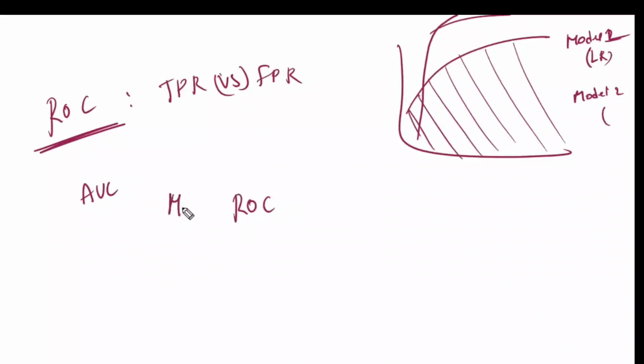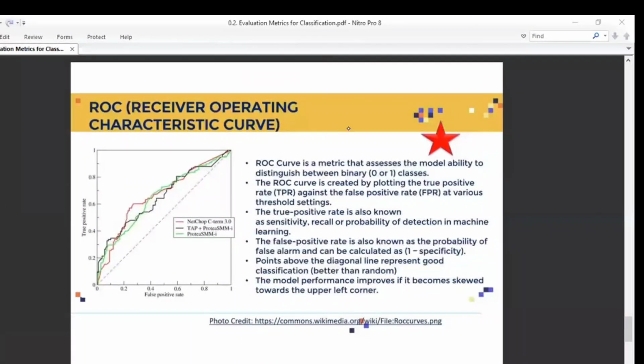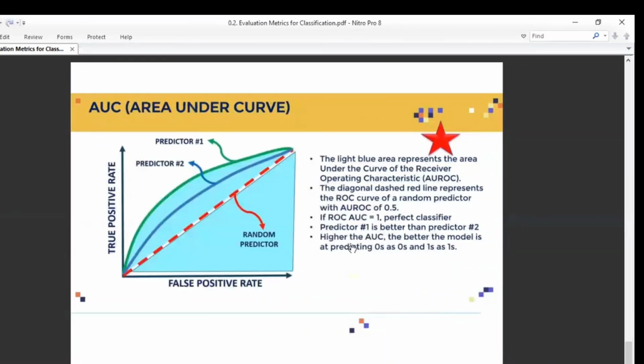If you have multiple ROCs, out of that, which ROC is best? The ROC which has the higher AUC value. That ROC curve is the best one. So the higher the ROC, the higher the AUC, the better the model. In this case, we have model 1, model 2. Here the green line has a higher area compared to the blue line. So predictor 1 is better than predictor 2. It is not only better; the best means you have to get AUC equal to 1.